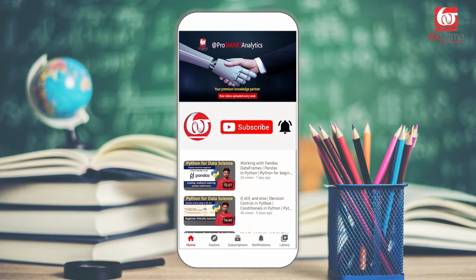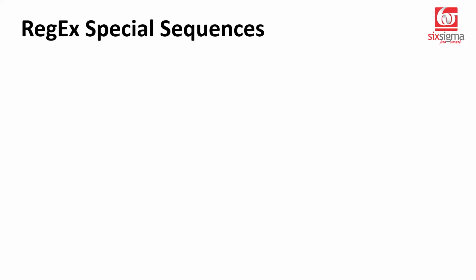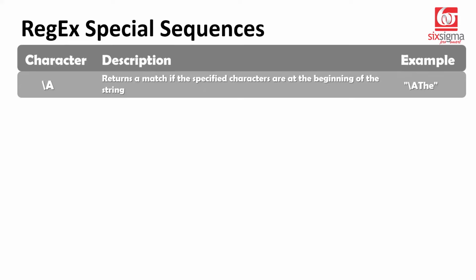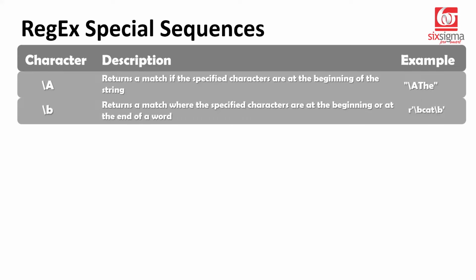Let's get started. So now we'll be discussing the special sequences, and in a way we got a hint about some of those when we talked about meta characters, but you'll get more clarity on these special sequences here. So if we say \A and uppercase A, it essentially refers to match the beginning of a string. It can be any character, but it's something that's related to the beginning of the string.